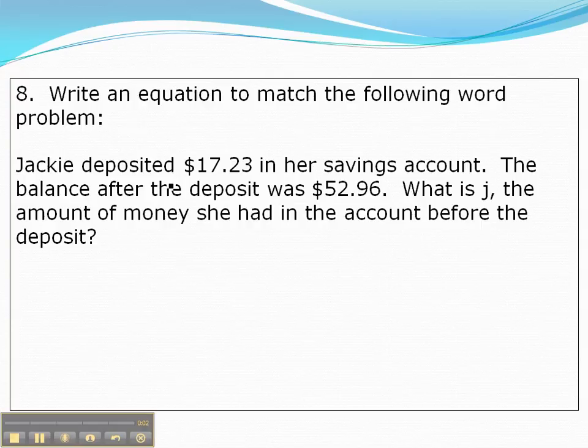Problem 8 asks us to write an equation to match the following word problem. Jackie deposited $17.23 in her savings account. The balance after the deposit was $52.96. What is J, the amount of money she had in the account before the deposit?